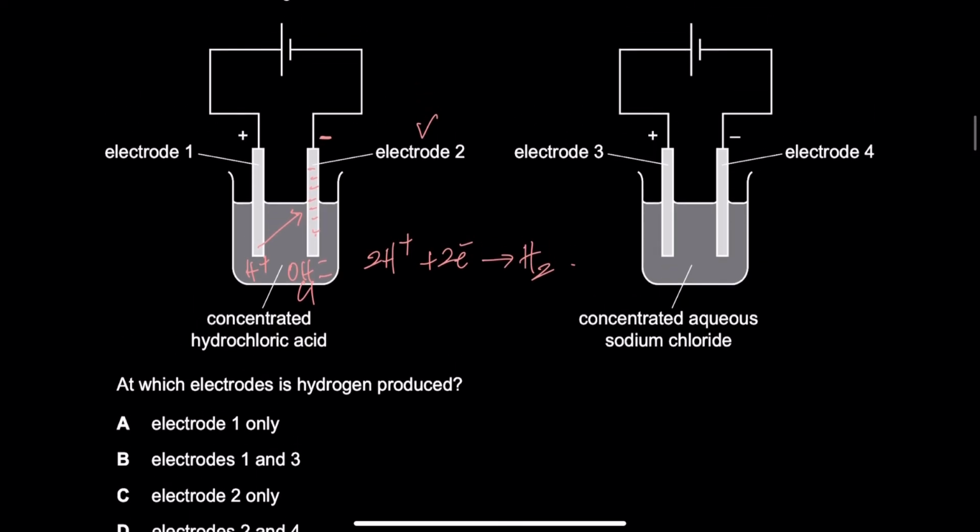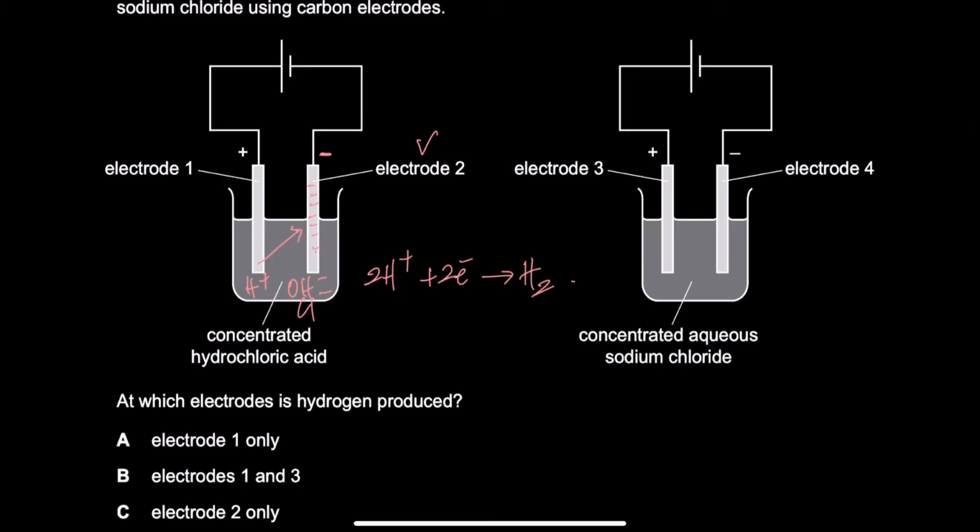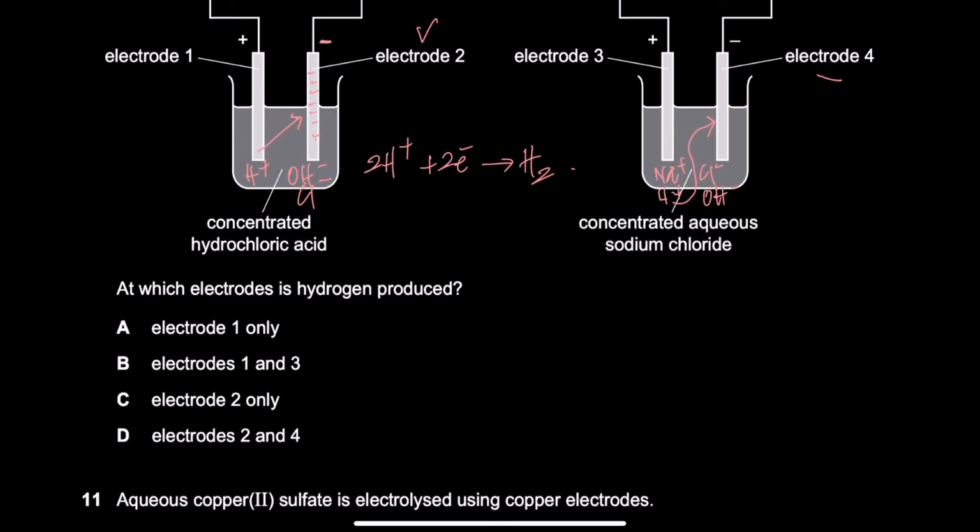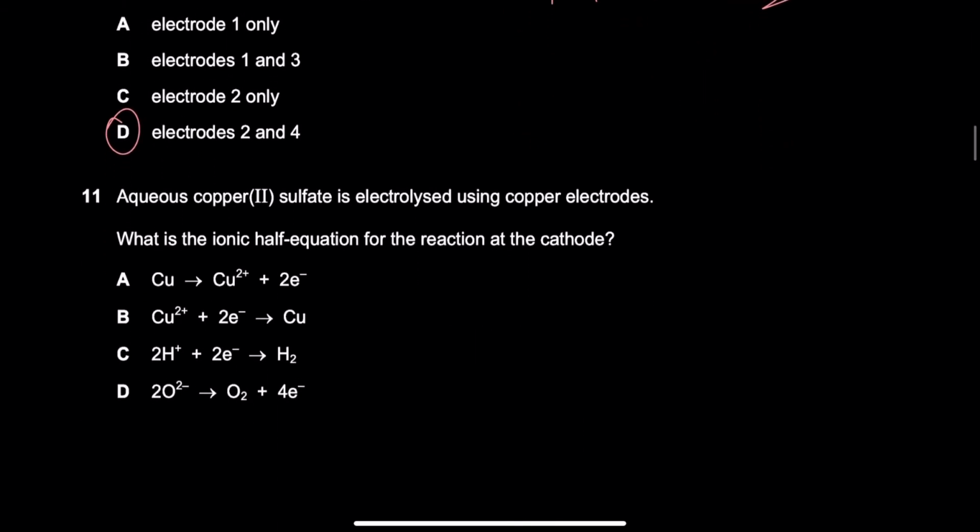And if you check the next apparatus out, here you have concentrated aqueous sodium chloride, which means you have Na plus, Cl minus, that's sodium chloride. And since it's concentrated aqueous, you also have H plus and OH minus. Now between Na plus and H plus, which one will discharge at electrode 4? There's a race between the two, and we realize since sodium is more reactive than hydrogen, the hydrogen ion will be less reactive than sodium. We went into a lot of detail on why this was the case, but the hydrogen ion will win the race and it'll discharge at electrode 4. So 2 hydrogen ions go together, gain 2 electrons and become H2. So hydrogen is produced at electrode 2 and electrode 4, therefore D is the right option.